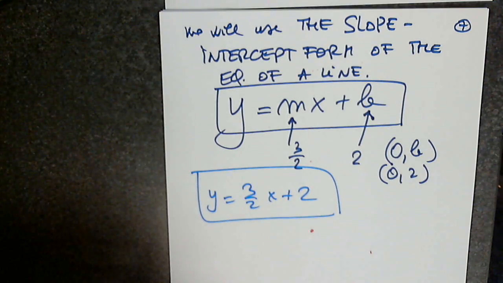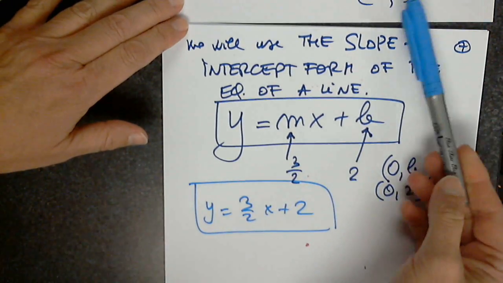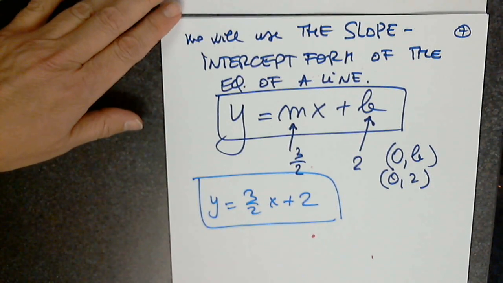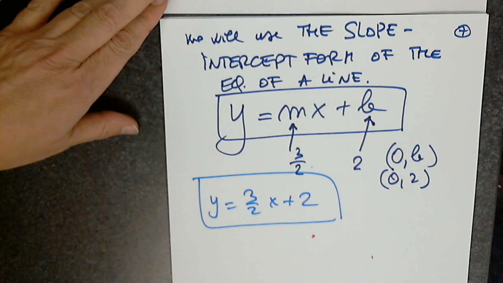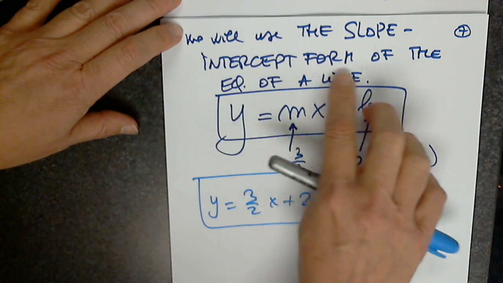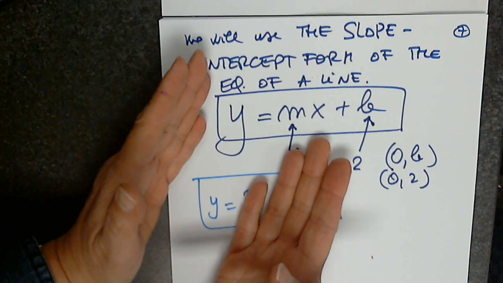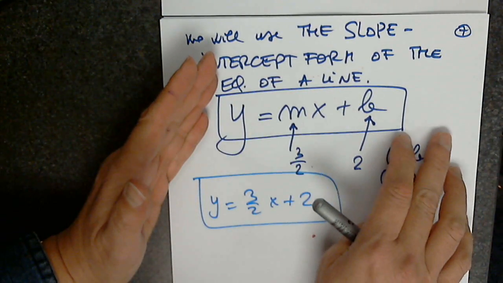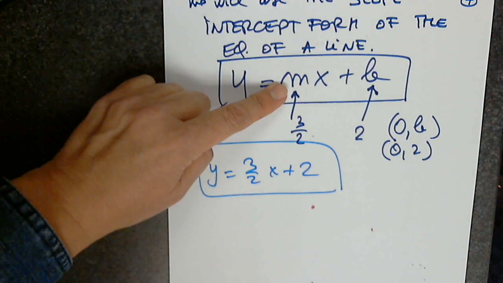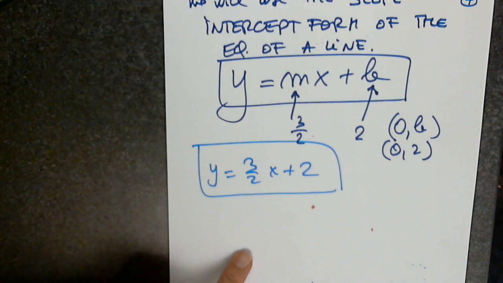If we have the slope of a line, and you picked 3/2, and the y-intercept, which is (0, 2), we have a way of determining the equation of the line. And that way is using the slope-intercept form of the equation of a line, which is this. This is what we see here: y equals mx plus b. Since we had the slope, which is 3/2, and we have b, which is 2, we were able to determine this equation.